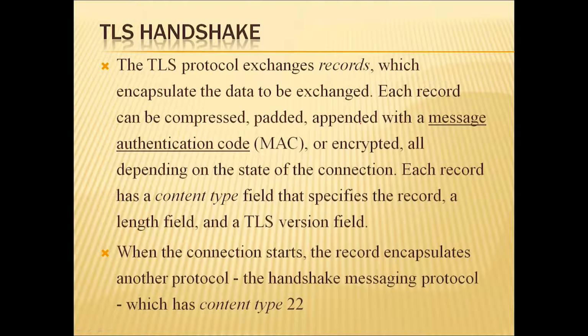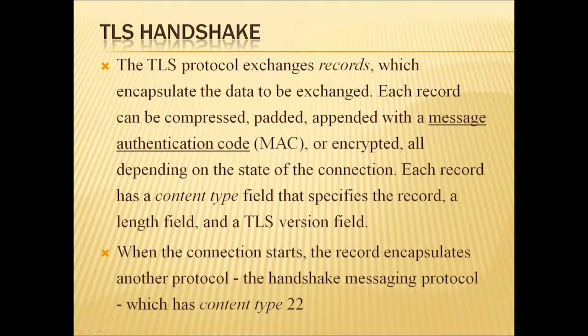Each record has a content type field that specifies the record, a length field and a TLS version field. So the record, apart from the part where all these operations have taken place, also has a content type, a TLS version and a length field. That means how many bytes to expect, and whether they will be fragmented and come in sub-packets. That must be there.